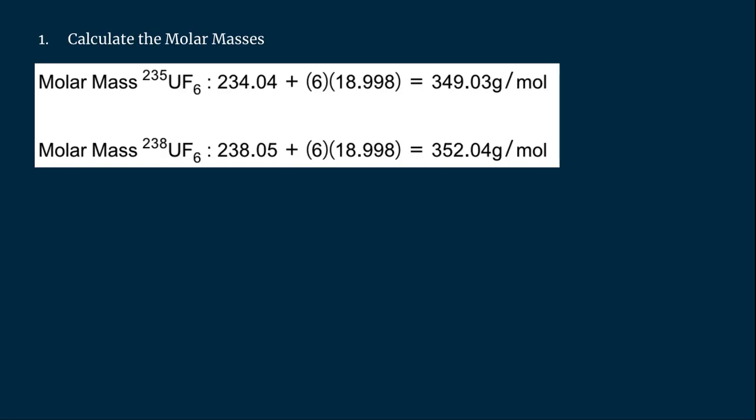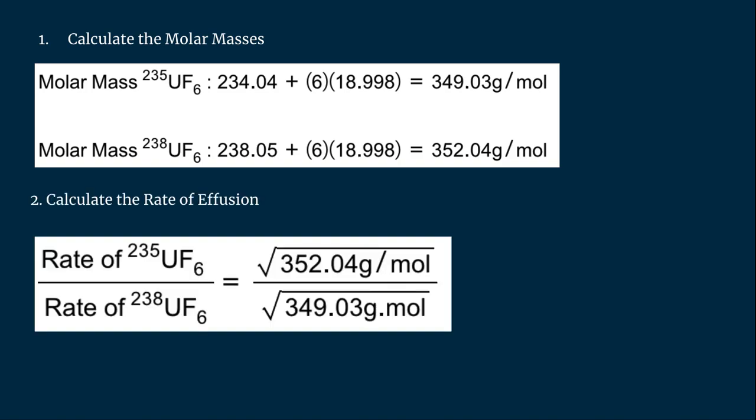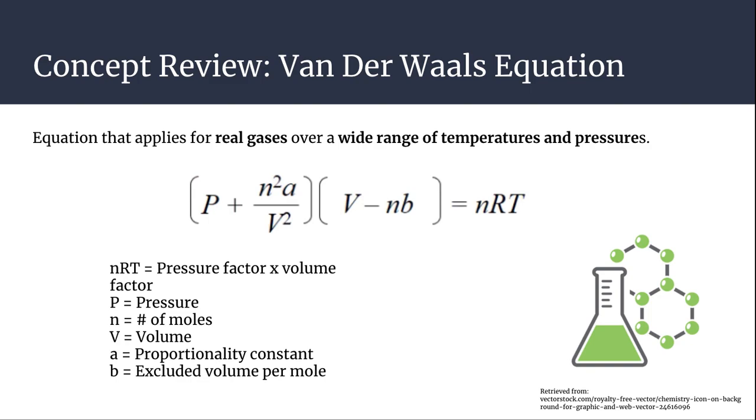So the first step for that, we are going to calculate the molar masses of 235 and 238. So we get 349.03 grams per mole and 352.04 grams per mole. And we're just going to use the exact steps we saw before, where we write the equation, substitute the variables, and solve.